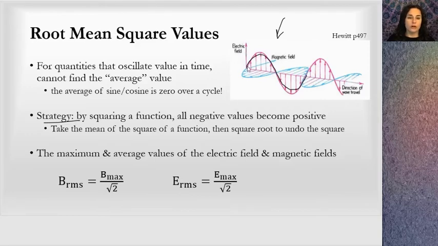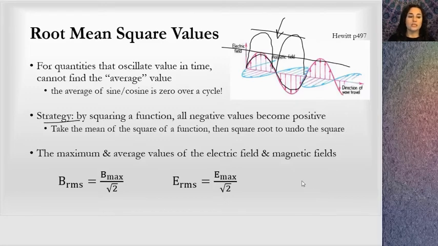So if I take the magnetic field and I square it, the positive, I'm going to get a little bit larger value. But when I look at the negative, I'm going to square the negative and it becomes positive and the same height. Once I've found the squared value, what I can do is actually find the average of the squared value. Once I have the average of the squared value, I take the mean of the square of a function, then square root to undo that initial square that we did. Okay, so that's why they call it a root mean square. We square it, we take the mean, and then we root it again: root mean square.